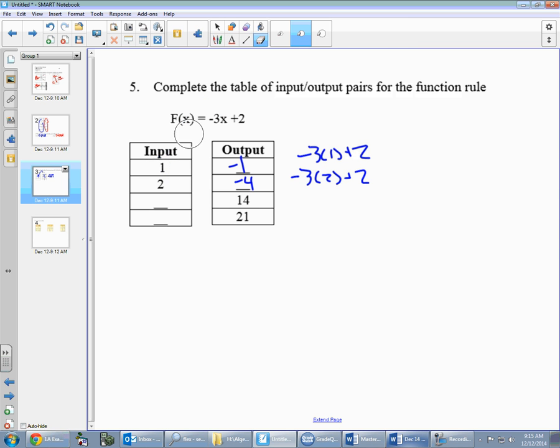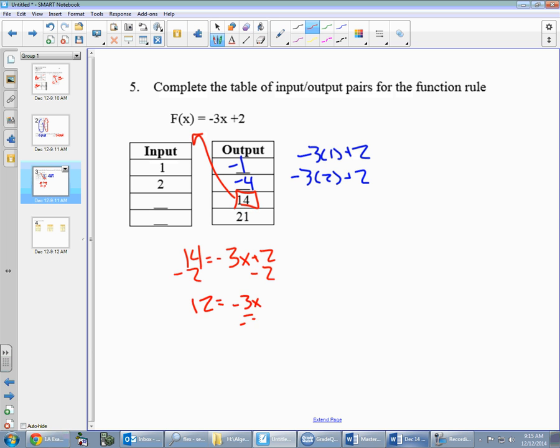Now when they give you the output, you've got to go the other way. So what I'm going to do is write a little equation. They gave me the f of x, so I'm going to say 14 equals -3x plus 2. And I'm going to solve that. So subtract 2 on both sides. 12 equals -3x. And then if you divide, you're going to get -4. So if I plugged in -4, I would get 14.